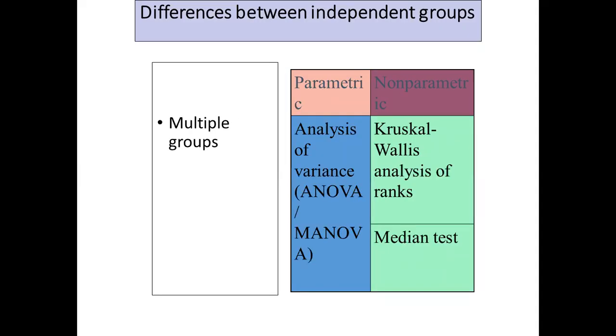Then differences between independent groups. If your data follows a normal distribution, then use analysis of variance. It could be ANOVA or MANOVA. MANOVA is a multivariate analysis of variance. But if your data set does not follow a normal distribution, then the equivalent non-parametric test is the Kruskal-Wallis analysis of rank, or what we call the median test.